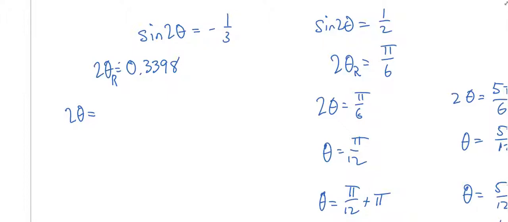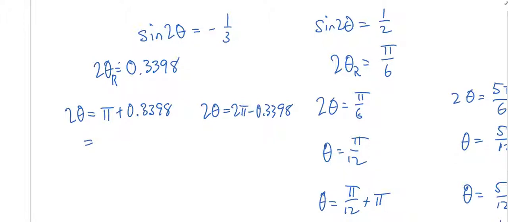So I'm in quadrant 3 and quadrant 4. So I do pi plus that and 2 pi minus that. So in fact, let's show that. Pi plus 0.3398. You don't have to show this when you're doing it on a test, but you have to get the right answers, obviously. And 2 pi minus 0.3398.